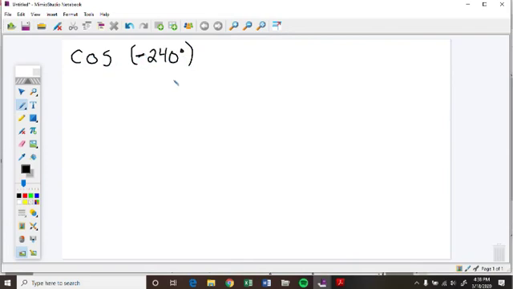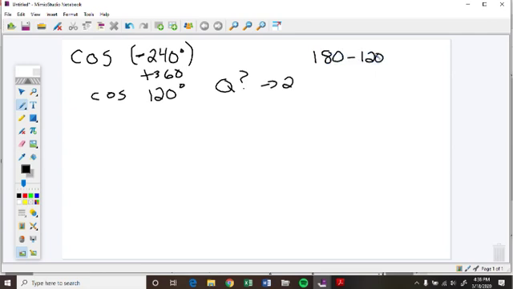Well, the first thing I told you to do was to add 360, which makes this the cosine of 120 degrees. And so then we ask, which quadrant are we in? Well, we're in quadrant 2. So to find the reference angle in quadrant 2, I do 180 minus 120, and the reference angle is 60 degrees.